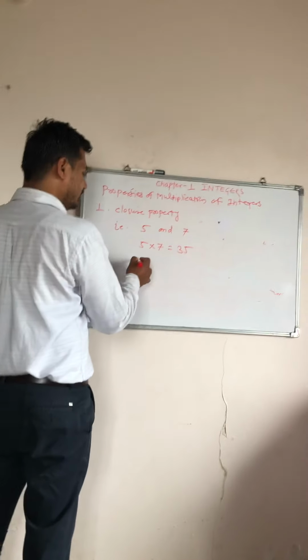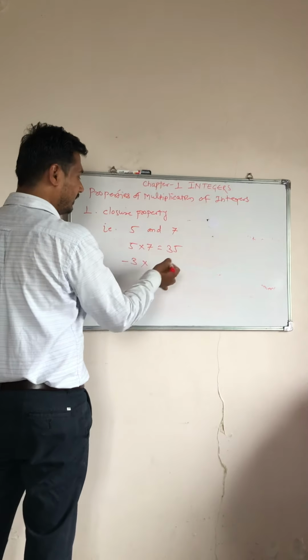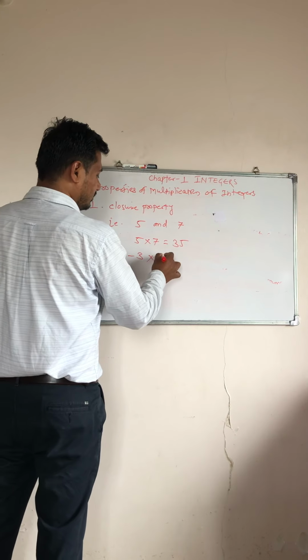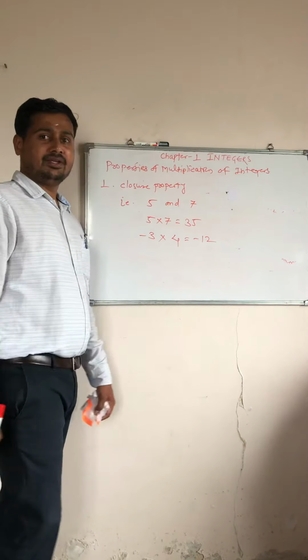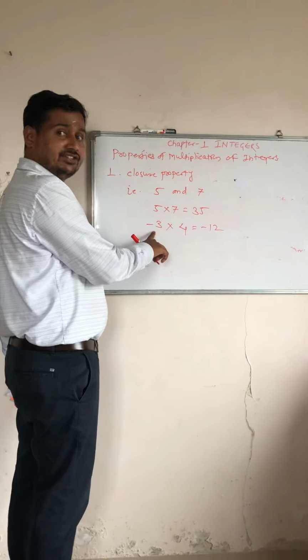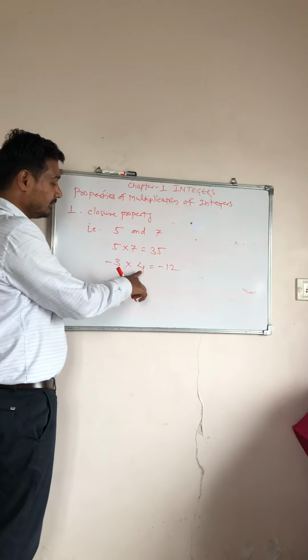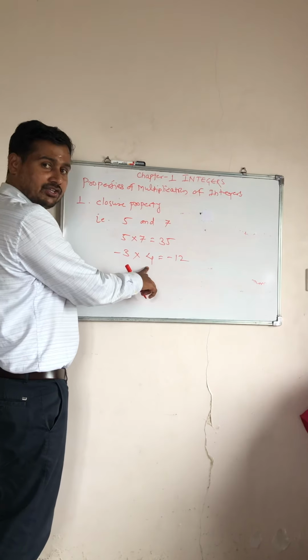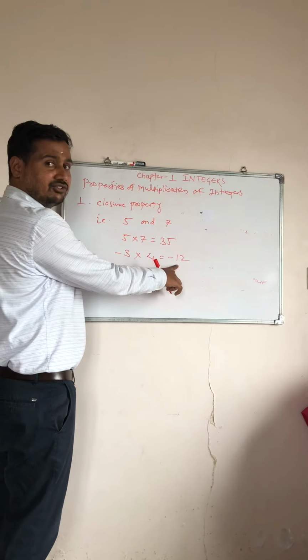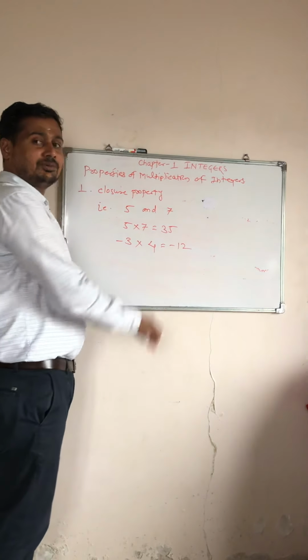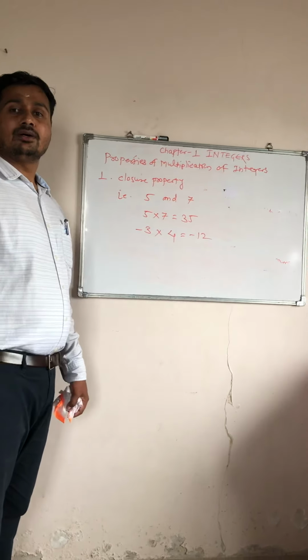Another example you can take: minus 3 multiplied by 4. We get the answer minus 12. It means the product of two integers, a negative integer and a positive integer, gives the answer minus 12. It is an integer. So this property is called the closure property.